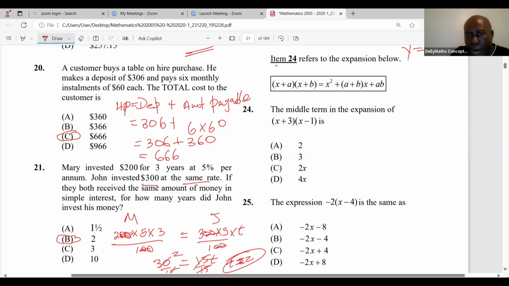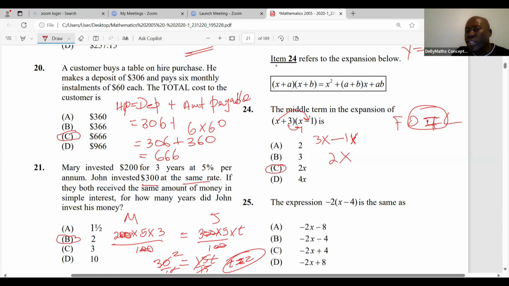What I'm going to do, though, I'm going to work on the middle term, because if I employ the FOIL, remember FOIL, FOIL, FOIL, right? This part will give me the middle term, which is 3 times x, which is 3x, and then x times -1, you give me -1x, or you could just say -x, depending on how you feel, but this will finally work itself to 2x, so 24 is C.